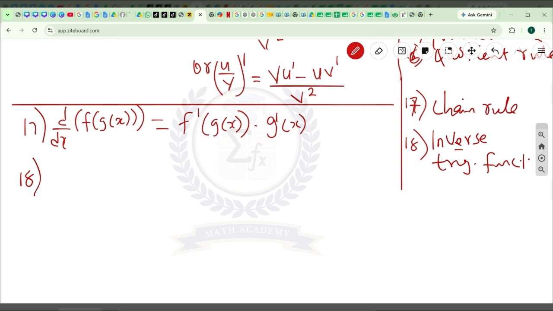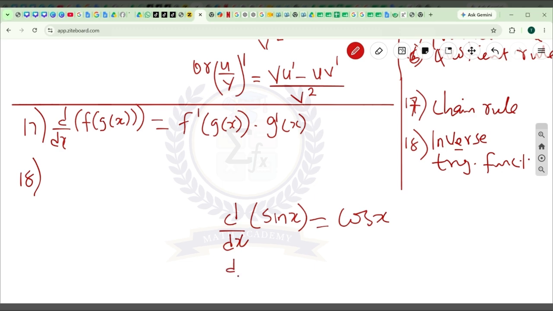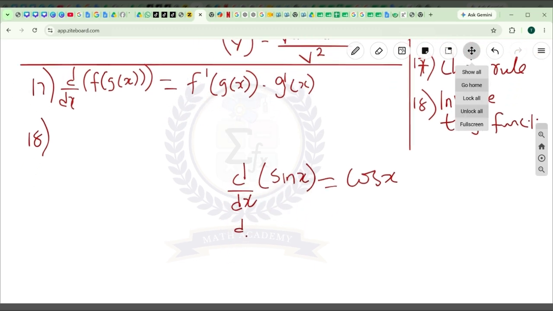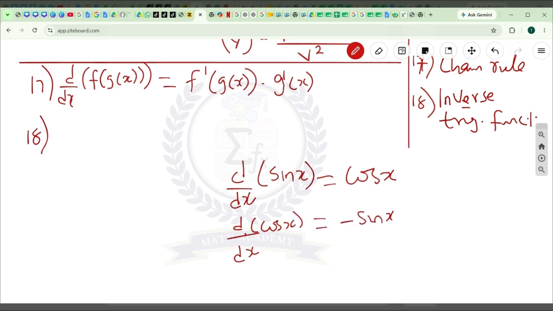So who can recall, if we differentiate sine x, what we're going to have? Yes, cos x. You got that right. A round of applause for yourself. And if we differentiate cos x, what are we going to have? Negative sine x. So now this is the inverse of what we've been doing.